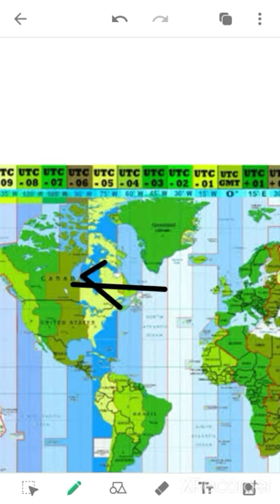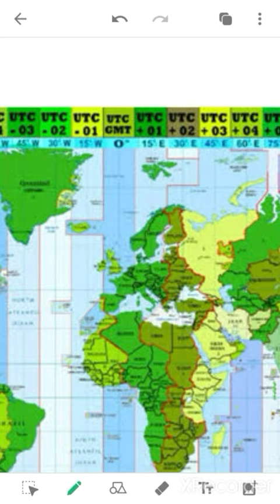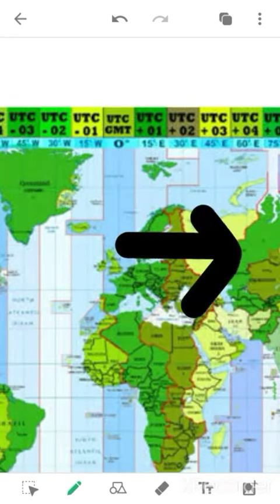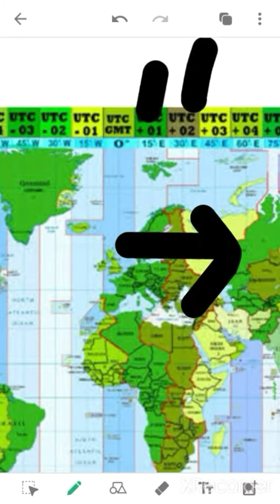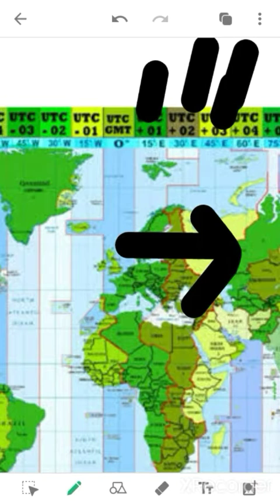Look here, UTC minus 1 hour time zone, UTC minus 2 hours time zone, UTC minus 3 hours time zone, like this. And as we move towards the east of the Greenwich meridian, every 15 degrees section or time zone is 1 hour later, that is UTC plus 1 hour, UTC plus 2 hours, UTC plus 3 hours, like this.